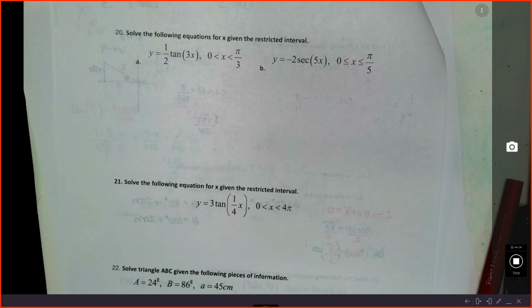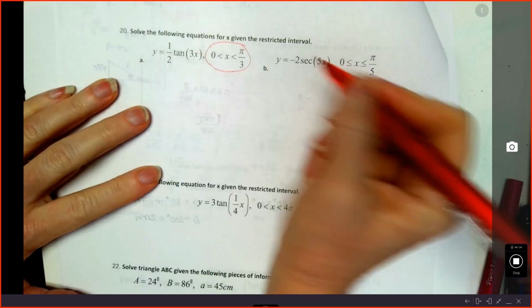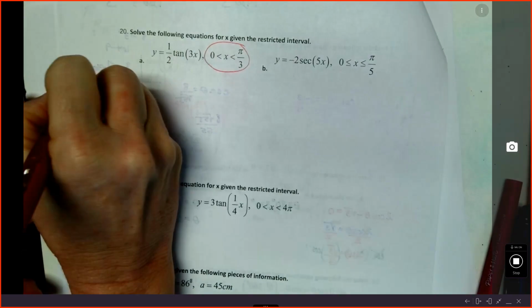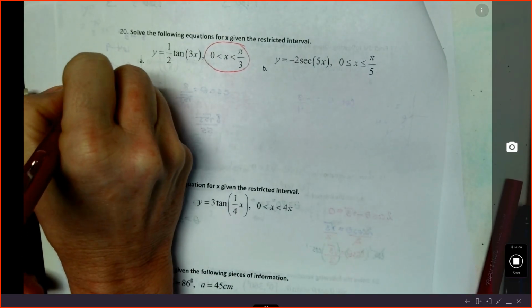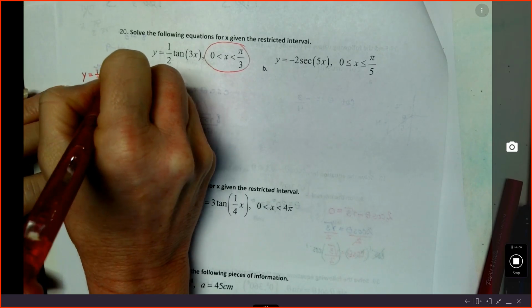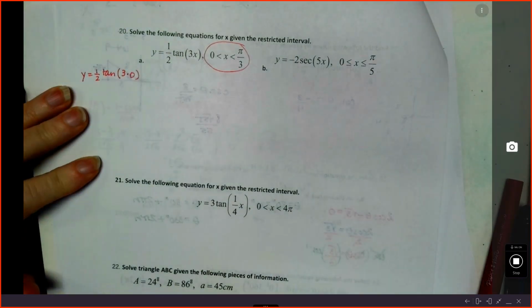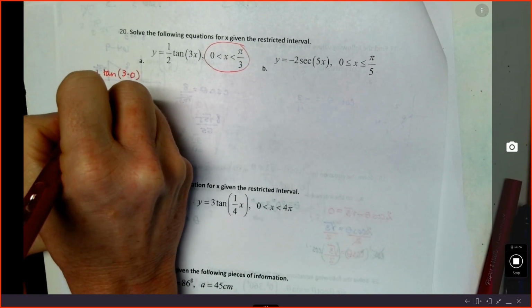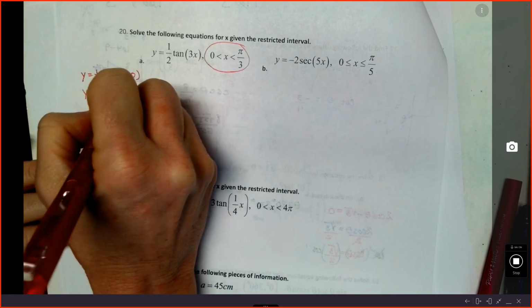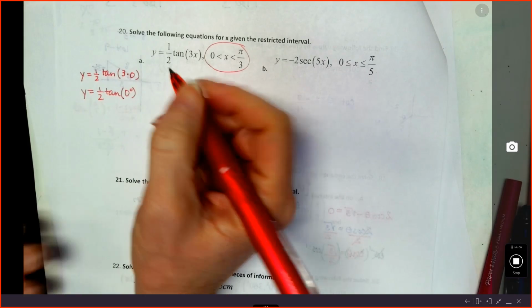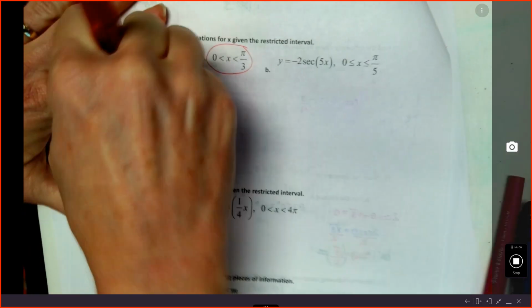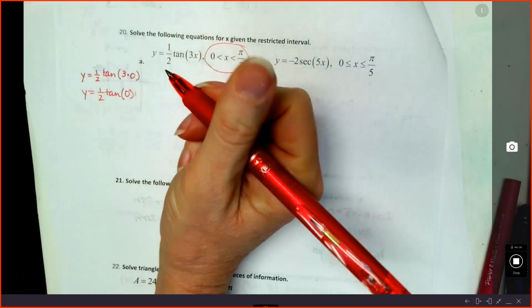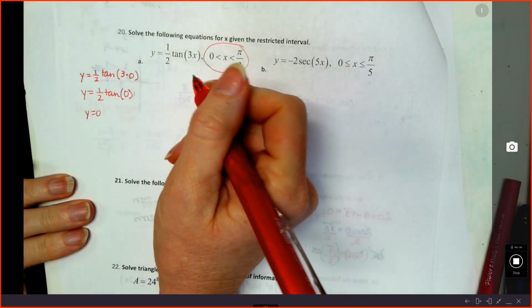What I need to do is figure out what our domain restriction is. So I'm going to take these values and plug them into this equation. First I'm plugging in 0. So instead of x, I plug in 3 times 0, which is 0. Then I have to figure out what is tangent of 0. Well, you can just plug that in the calculator. It's 0 degrees because we're in radians. So 1/2 of 0 is 0.